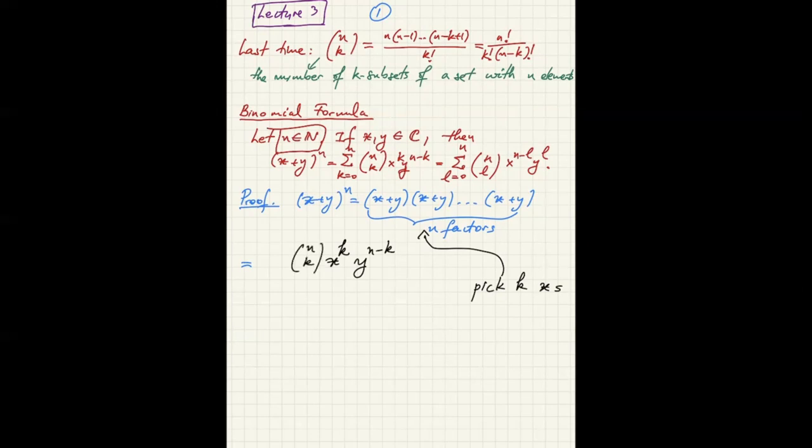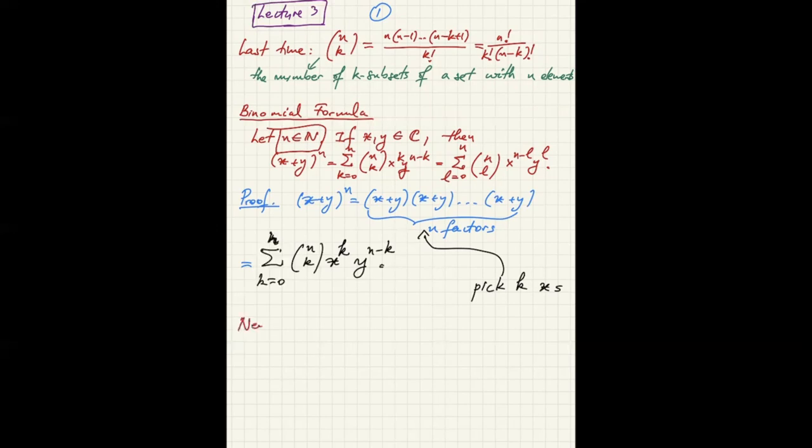Now, what are the possible values of k? Well, k can be as small as 0, in which case we do not pick x from any brackets, and we pick y from all of them. So this summation is going to be: take k from 0, and you can take any integer value from 0 all the way up to n, in which case we pick x from every bracket and we don't pick y at all. So that's the formula. Now, the other formula where we switch x and y can be proved very similarly, so I'm not going to go into details.